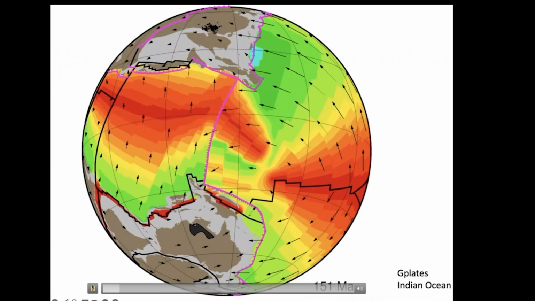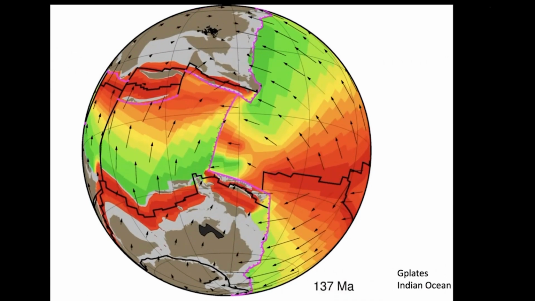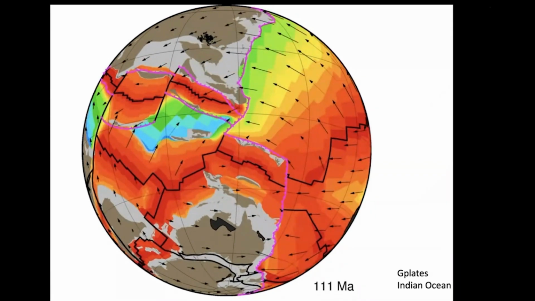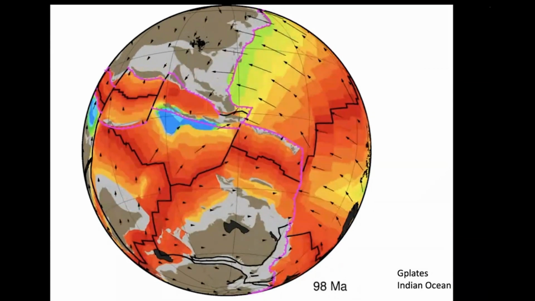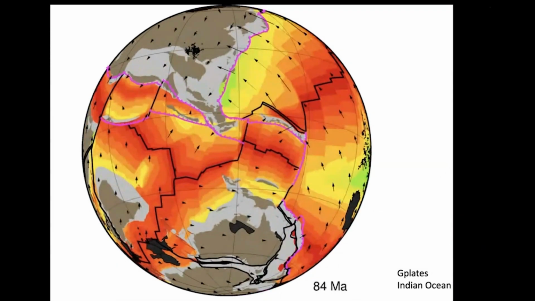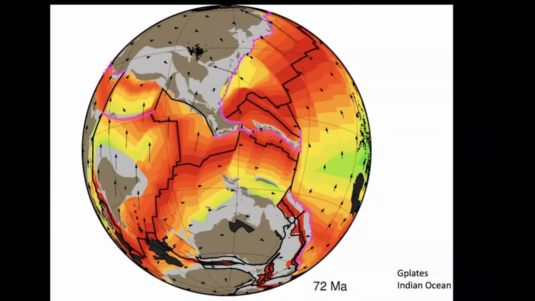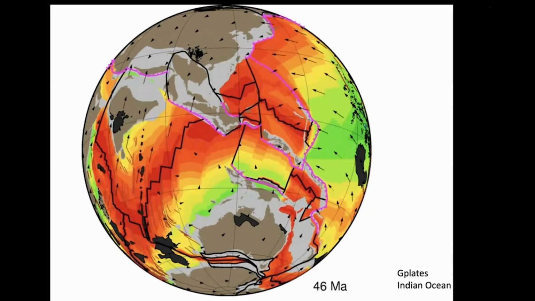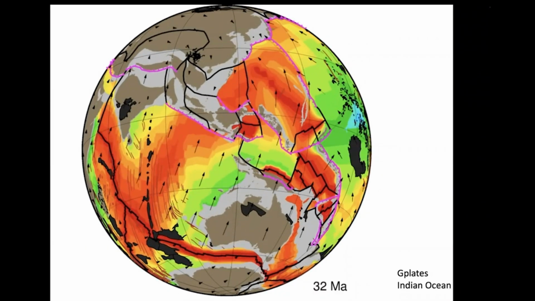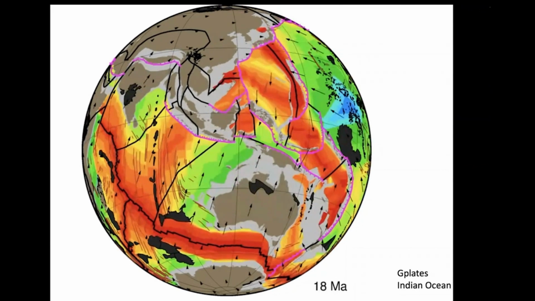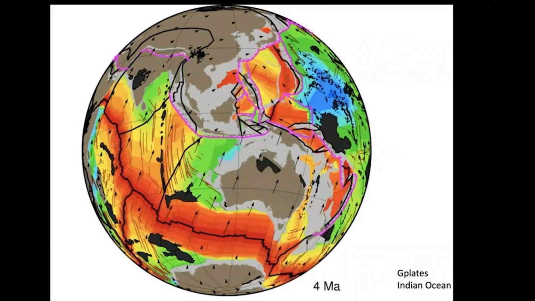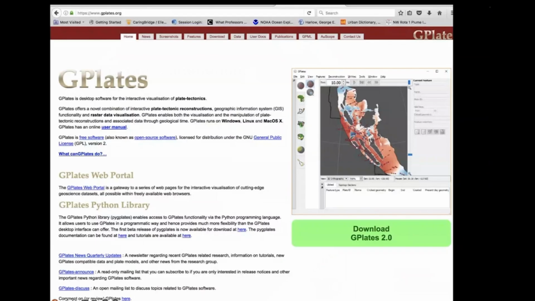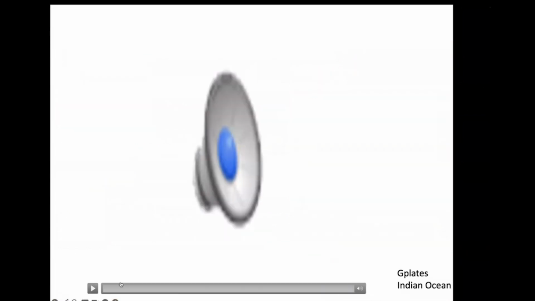So this is done in GPlates. We're looking at Australia down there, approaching Asia, and we're back in the Cretaceous, and then that rifting between Australia and Antarctica starts, and then everything changes. That's where we are today. We can watch it again.